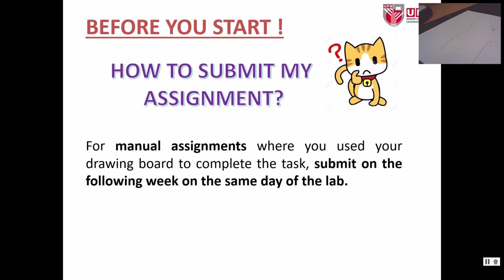So about the assignment, if I give you an assignment for any particular lab, you need to submit the assignment back to me on the same day of the lab the following week, hard copy.